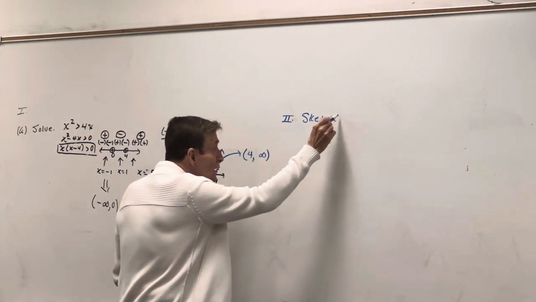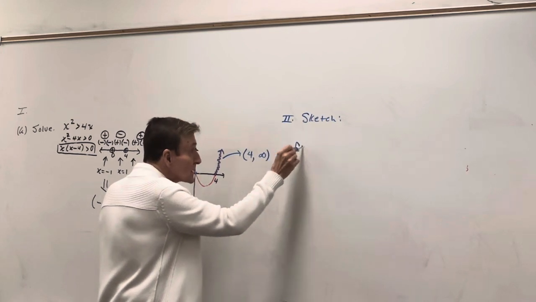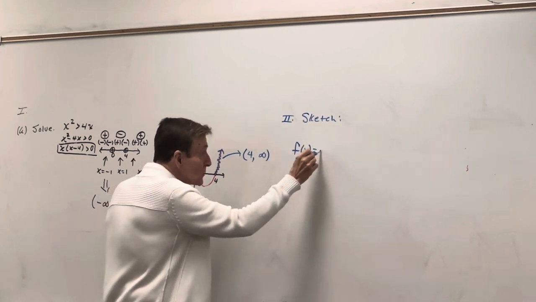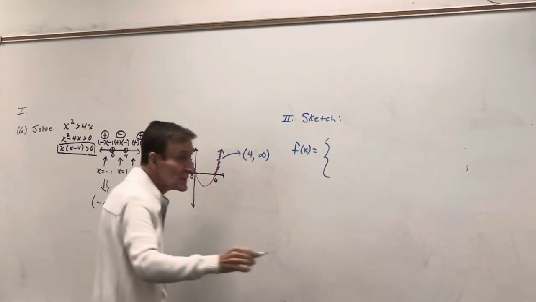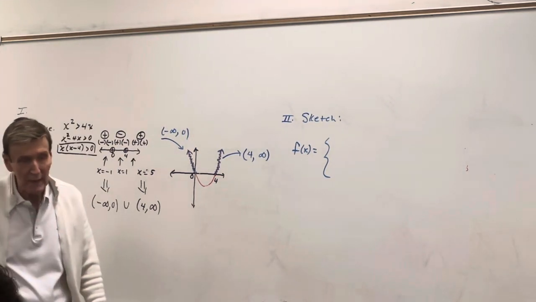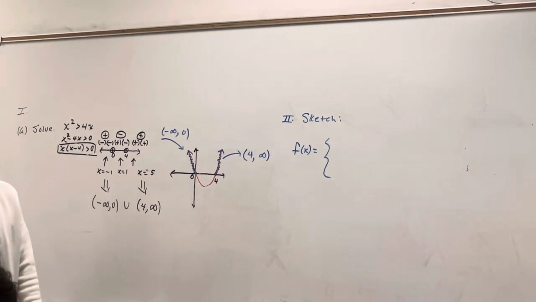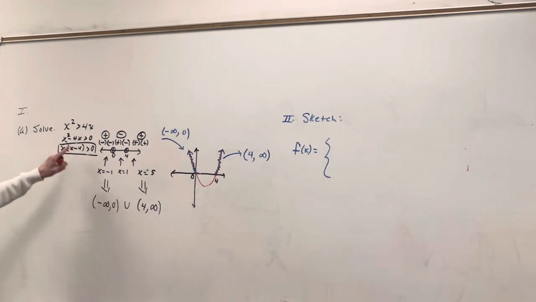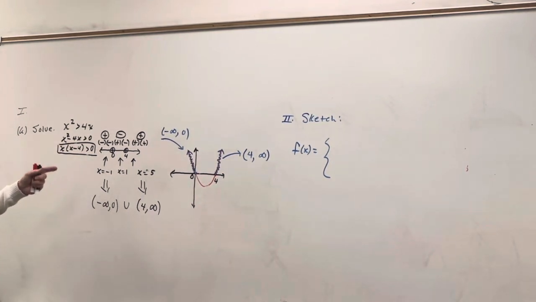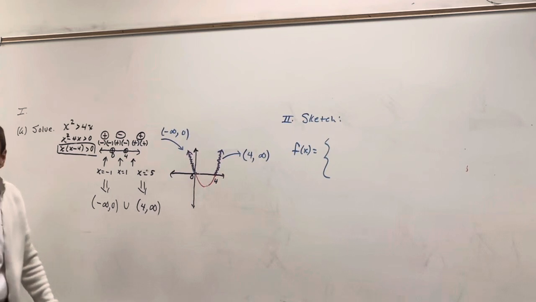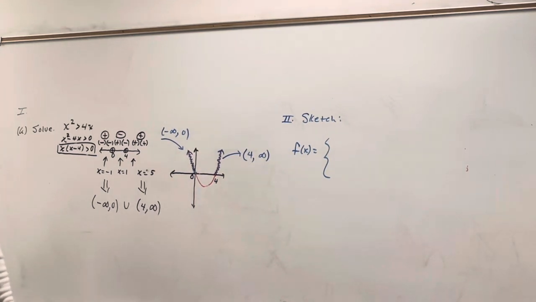Sketch this function, f of x is equal to, now here goes, to lead you into section 1.4, I think it is. I'm not going to name the function like this, like f of x equals x squared minus 4x, f of x, g of x, h of x. I'm going to list it in pieces. It's called a piecewise defined function.